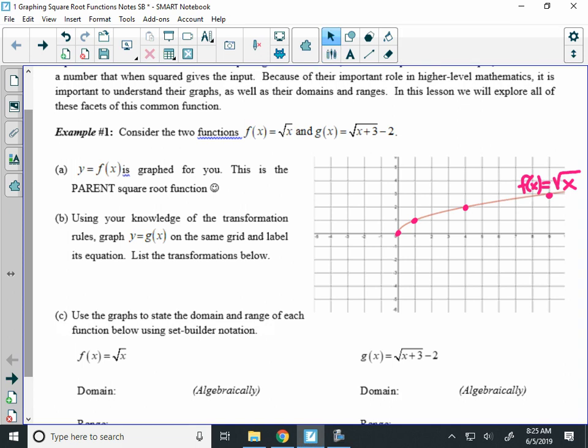This is essentially a sideways parabola. Remember when we did a parabola, we went out 1, up 1, out 2, up 4? Well, it's the same pattern, but we're off to the side. We're flipped to the side.